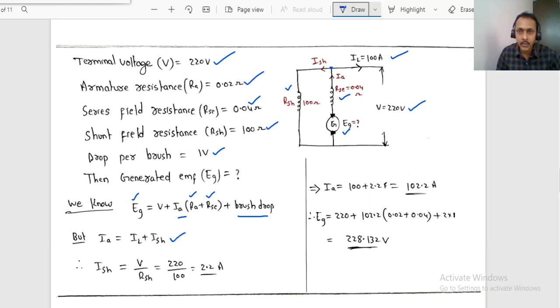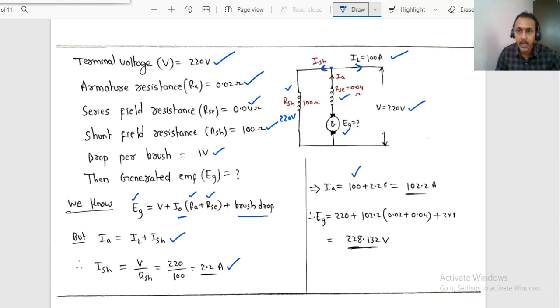What will be the current of this ISH? The terminal voltage is 220. Here the voltage is 220, right? Now 220 divided by 100. So in the shunt field 2.2 amps is flowing. Now IL is already given. This 100 amps is already known.